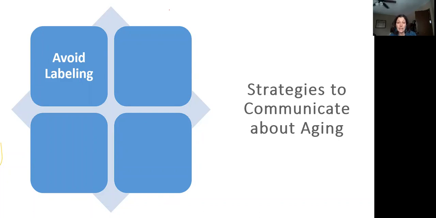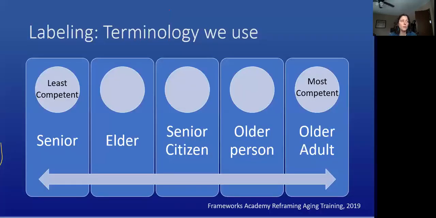So here's the first one, is labeling. There are some terms that we use to describe older adults. So I'm going to put these up here, and these will look familiar to you, right? They go all the way from talking about someone as a senior or an elder, a senior citizen, an older person, or an older adult. Now, I will point out that some of these terms have cultural significance, right? There are cultures where the term elder is a term of respect. So we're not talking about that situation right here. We're talking about just average usage.